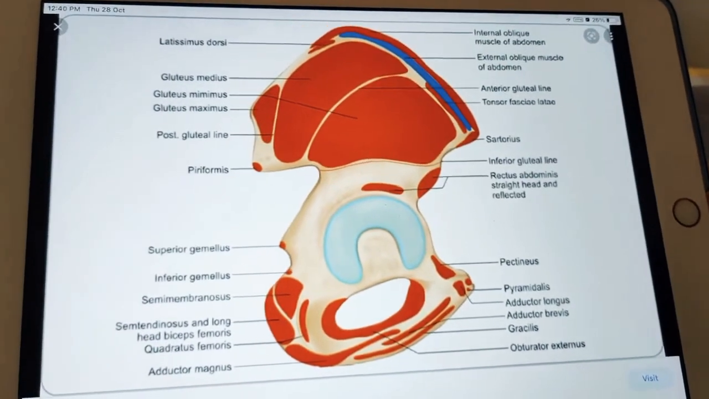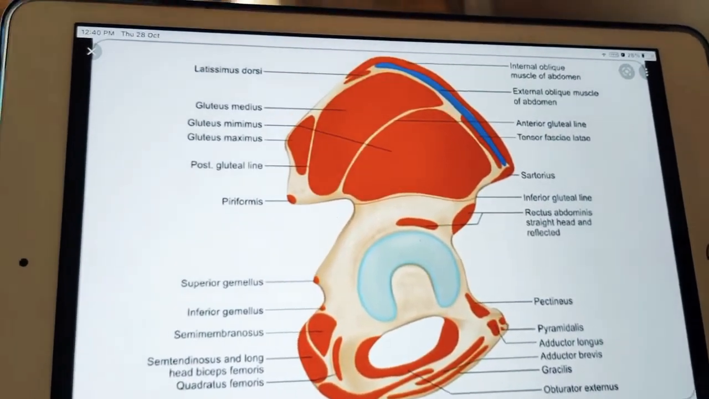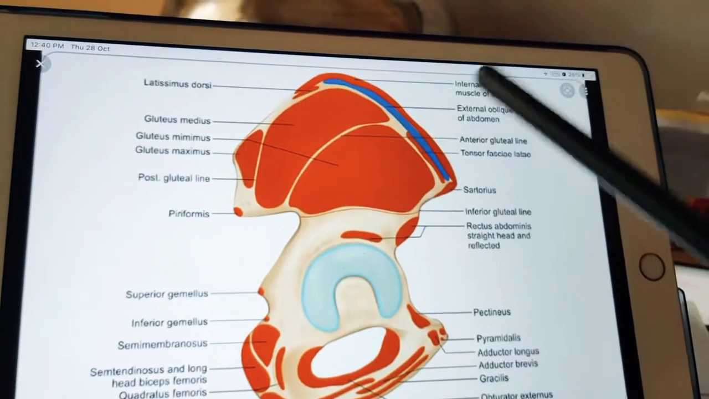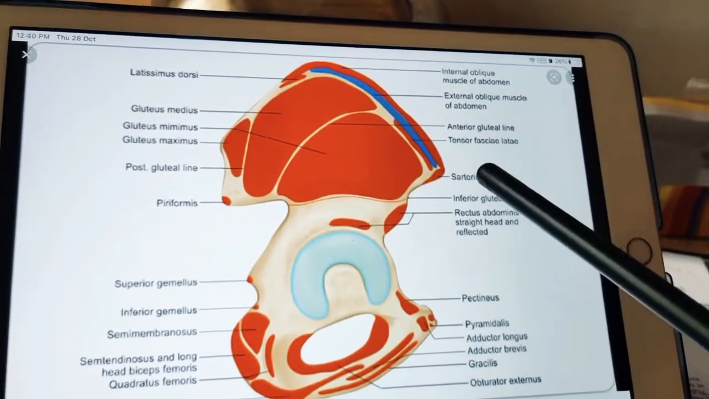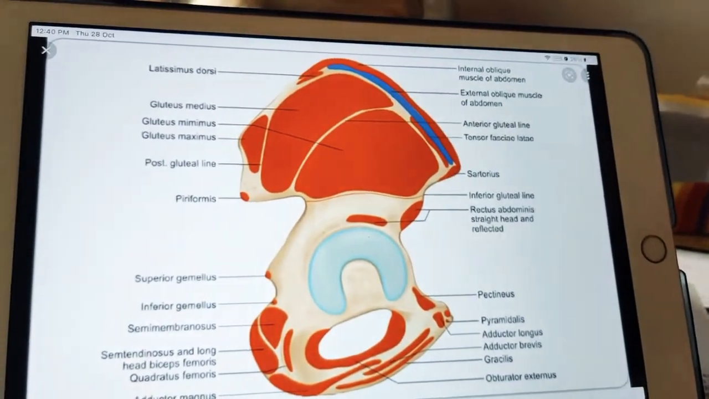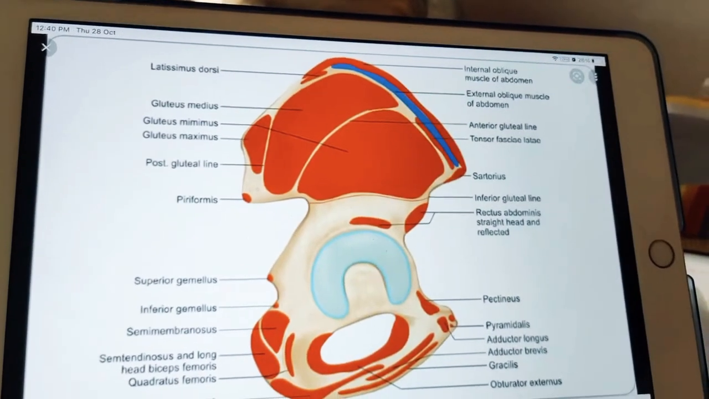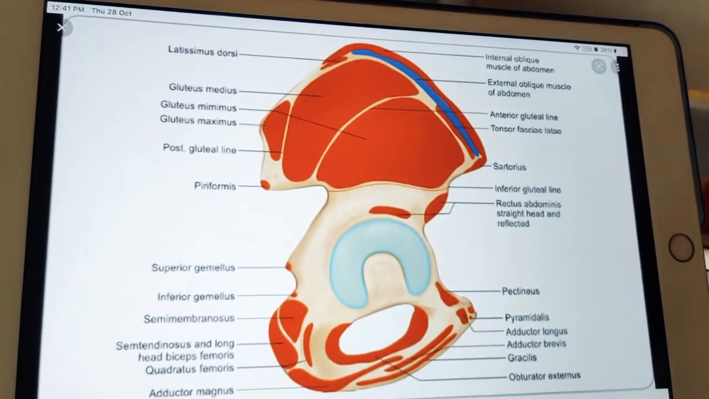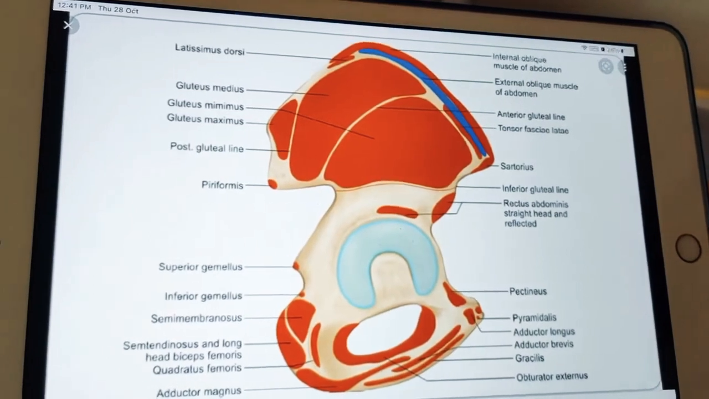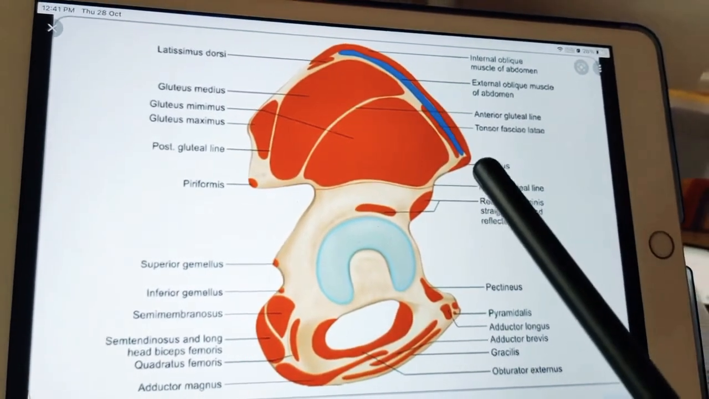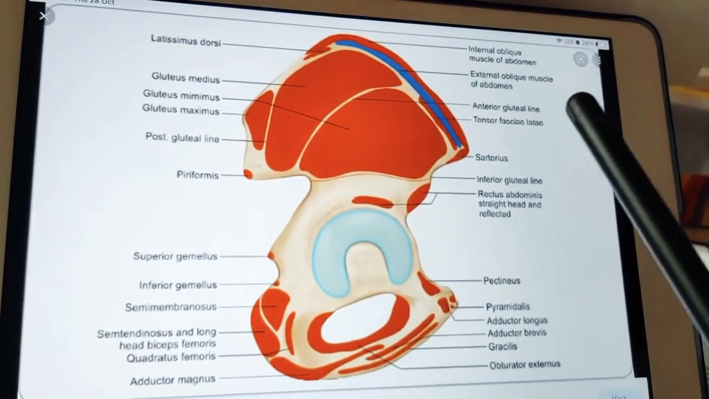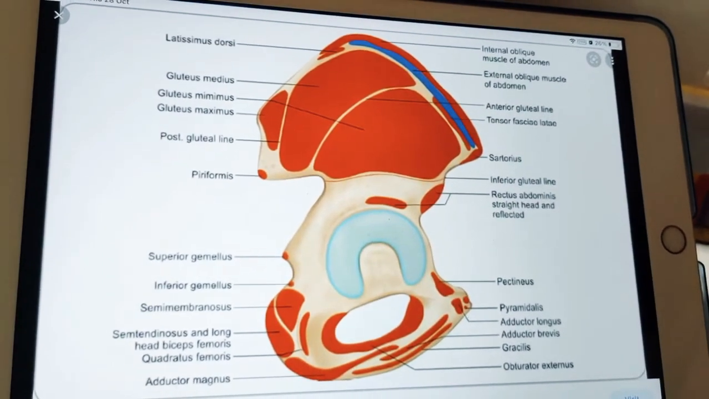In this video we are going to start the attachments of the ilium. The first attachment is to the anterior superior iliac spine. That is the sartorius muscle. The sartorius muscle is attached to the anterior superior iliac spine, which also gives attachment to the lateral head of the inguinal ligament. So the lateral head of the inguinal ligament and the sartorius muscle are attached here.